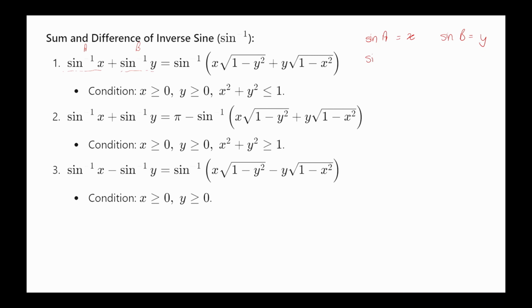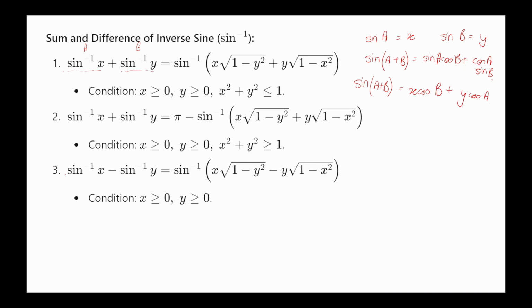Now I'll try to find the sum, sine of A plus B. What is it going to be? Sine A cos B plus cos A sine B. This is what I'm going to get, right? Now, since I know sine of A plus B, here sine A would simply be x into cos B, and I would have y into cos A.